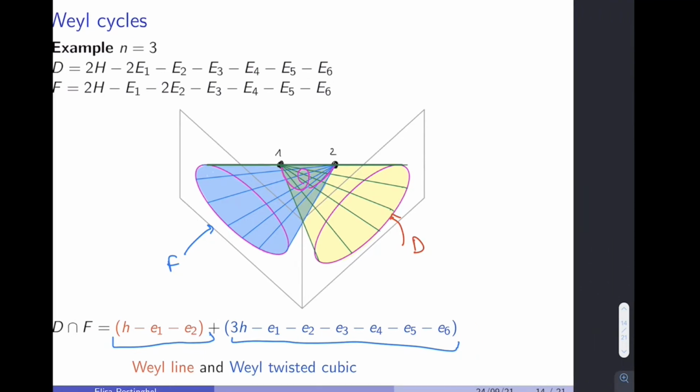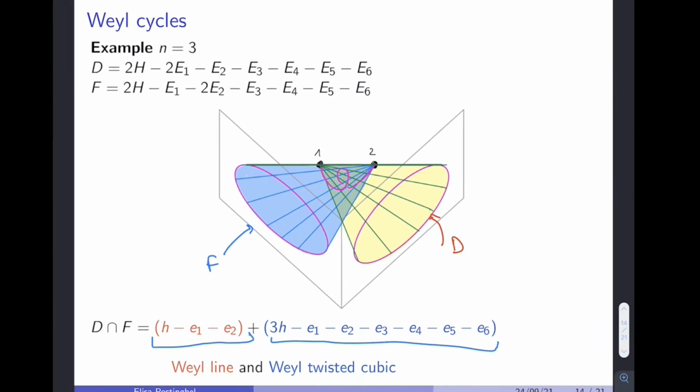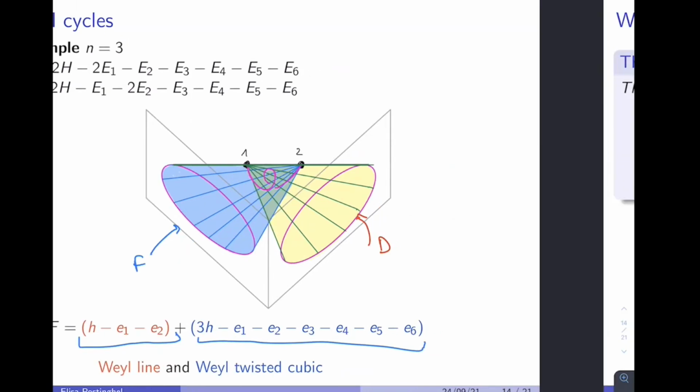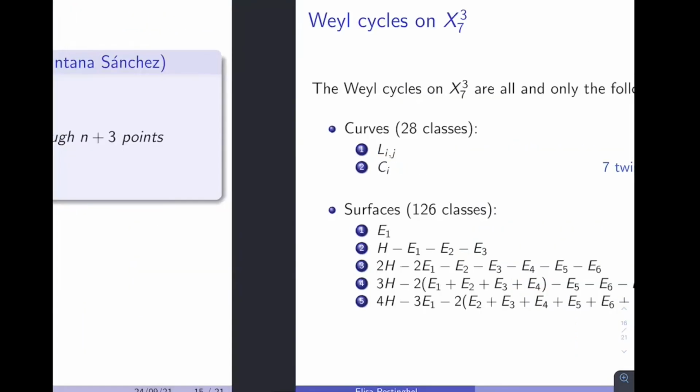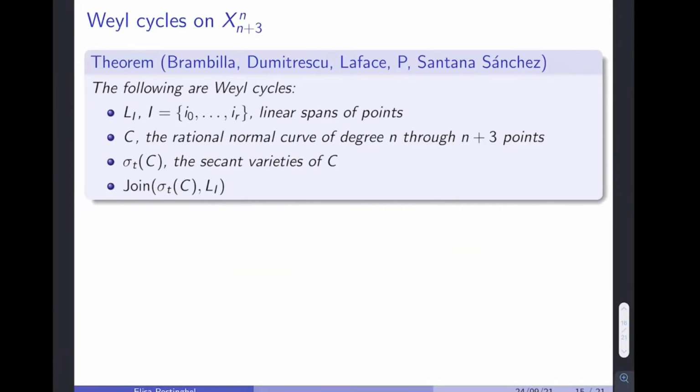In the following part, I'm going to give a list of Weyl cycles in these blow-ups that are Mori spaces. And then I'm going to say what we can do with them. What sort of questions do they answer? Now I consider the case of Pn with n plus 3 points. That was the fourth in the list of Mori spaces.